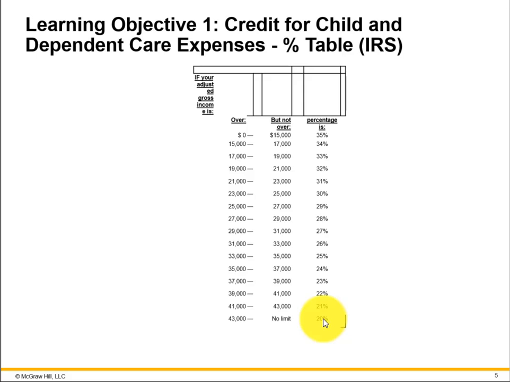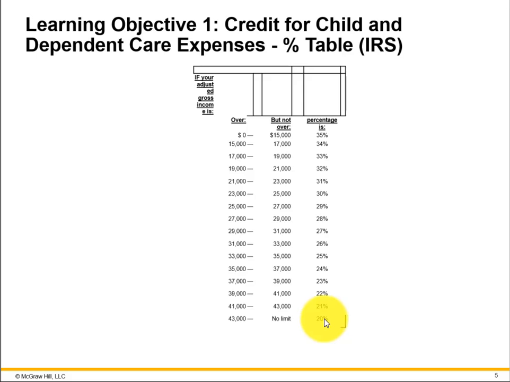So remember, you have 3 things you have to consider: the amount that you paid, the $3,000 or $6,000 limit, and the income for the lowest paid spouse, unless that is a non-working spouse, and then you can count it the same as the $3,000, $6,000. If you're a single parent, obviously you are the lowest paid spouse, or parent in this case. So that's looking at the second parent.